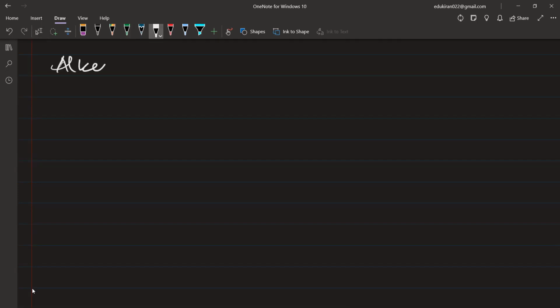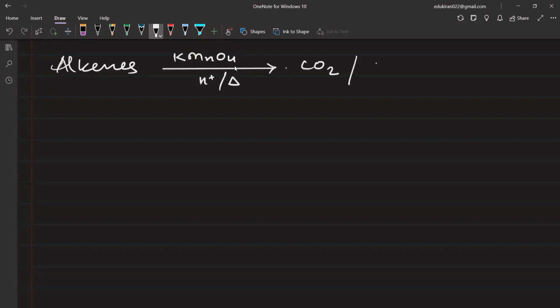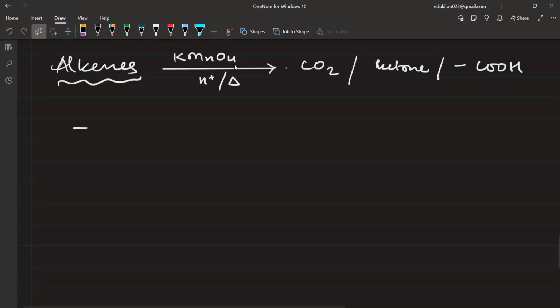Okay, when you have alkenes and you're going to use KMnO4 in the acidic medium with some heat. Now alkenes can give you carbon dioxide or ketone or carboxylic acid, depending on the type of alkene. Now alkene will have a double bond and carbon atom. Now this carbon atom has 3 choices. इस carbon atom के पास क्या हो सकता है? 2 हाइड्रोजन हो सकते हैं.